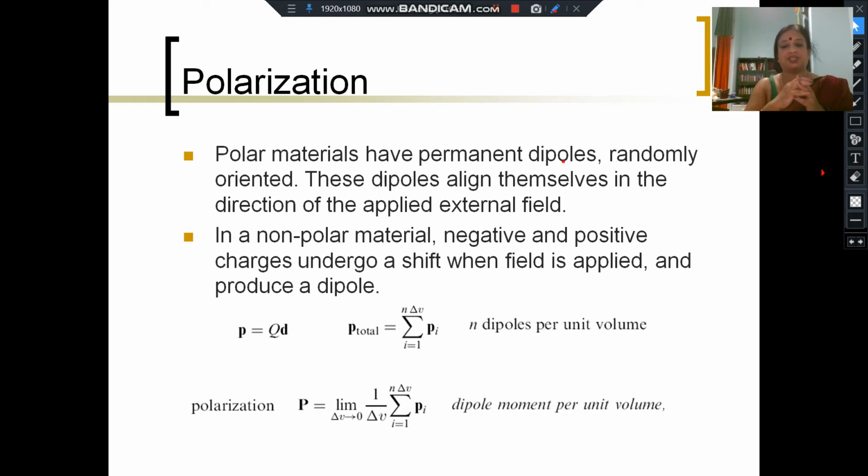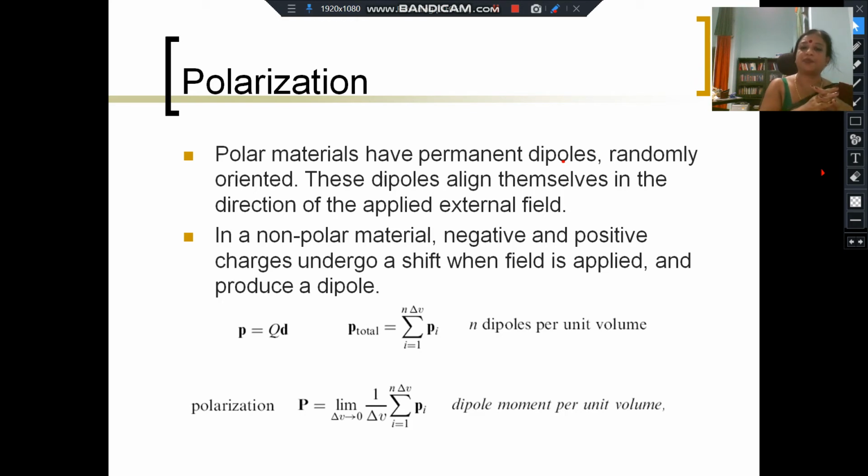Ordinarily, when there is no external applied field, the charge center of the positive nucleus coincides with the charge center of the negative electron cloud. As a result, the atom behaves in totality as a neutral particle. When you apply an external electric field, the electrons will move in the direction of the electric field, and the nucleus will not move, and therefore you will have an effective separation of their charge centers. So you will have a finite distance between the positive charge center and the negative charge center. So now you have equal and opposite charges separated by a finite distance, and therefore you have a dipole creation.